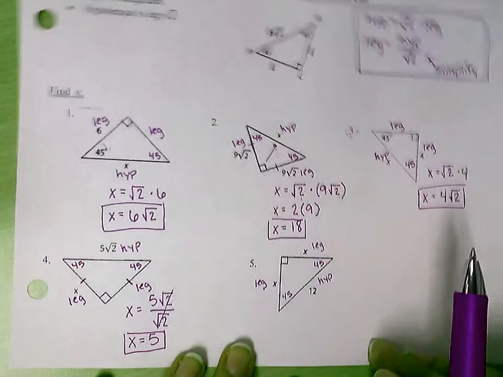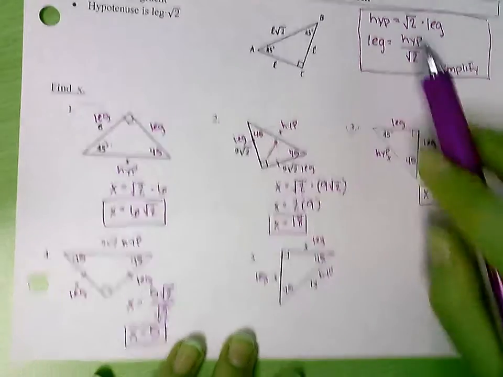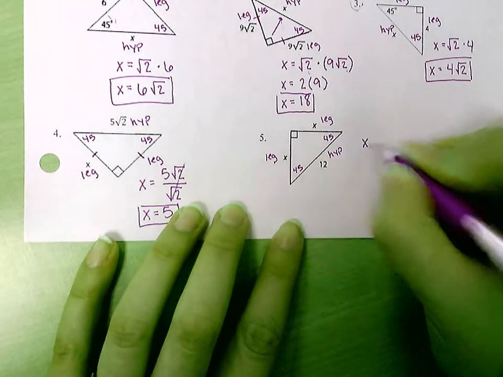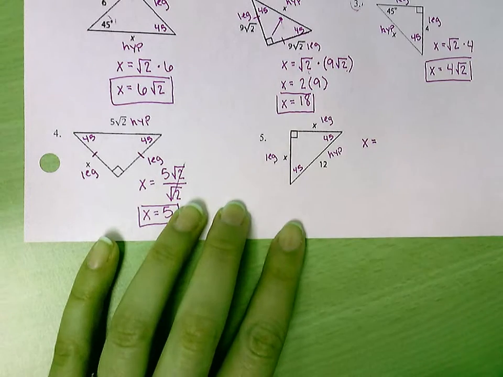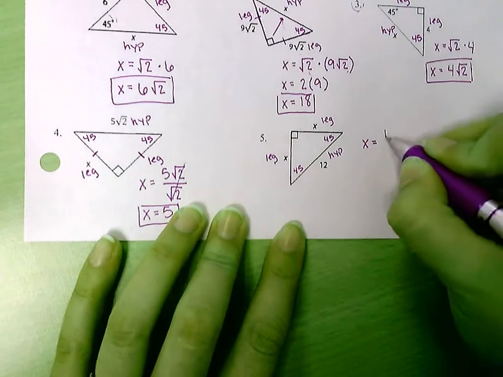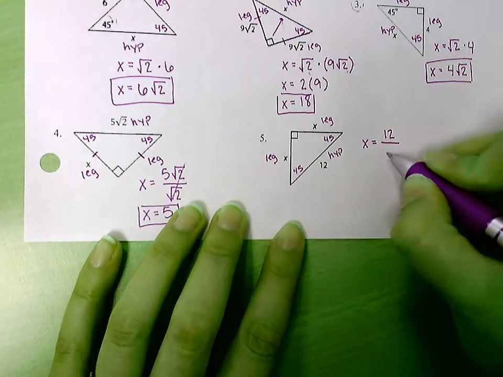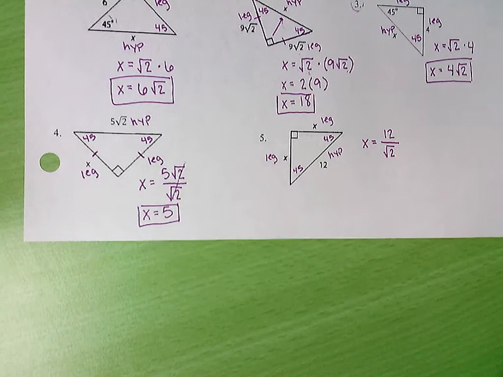So that means I need to use that bottom equation. So replacing what I know into that equation, your leg is x. That is equal to the hypotenuse, which is 12, over the square root of 2. Now in this one, that square root of 2 doesn't cancel, so there's something else you have to do to simplify it.